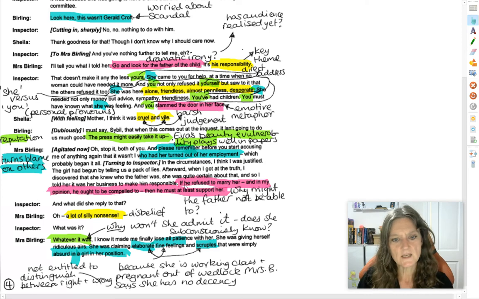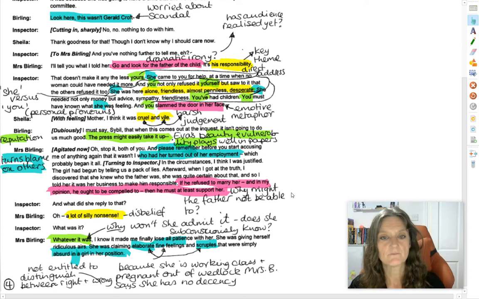Anyway, she goes on, "If he'd refused to marry her, the father of the child, and in my opinion, he ought to be compelled to." So she thinks that Eva Smith should be marching the young man down the aisle and forcing a marriage upon them. "Then he must at least support her." Why might the father not be able to support her? Well, he might be married.